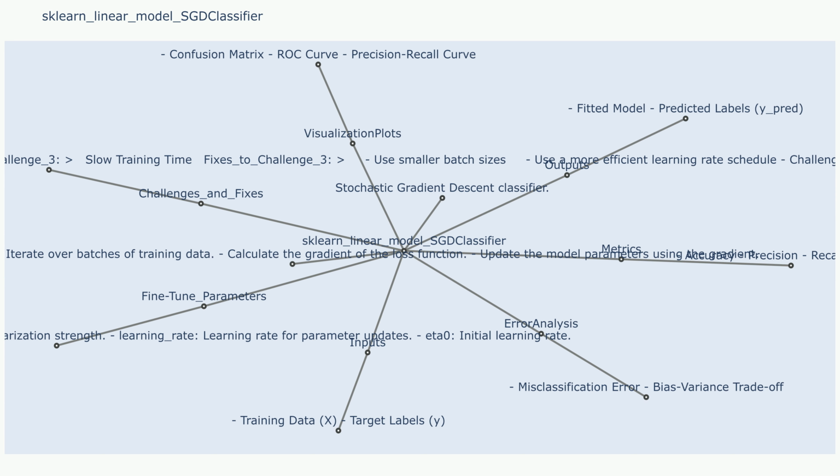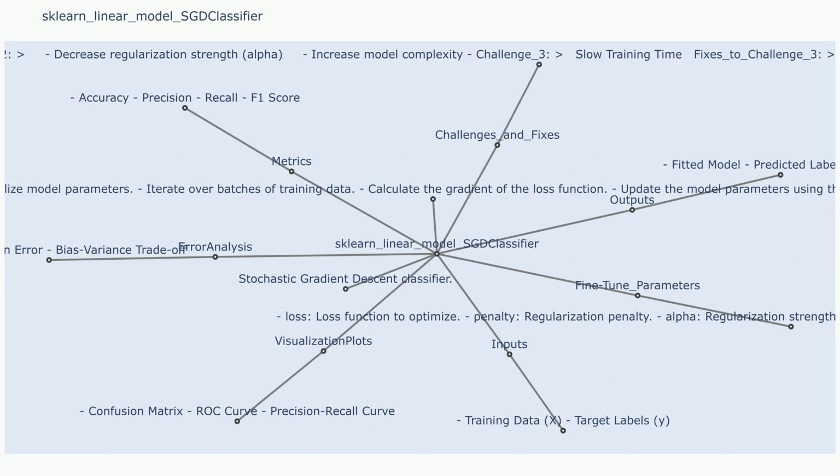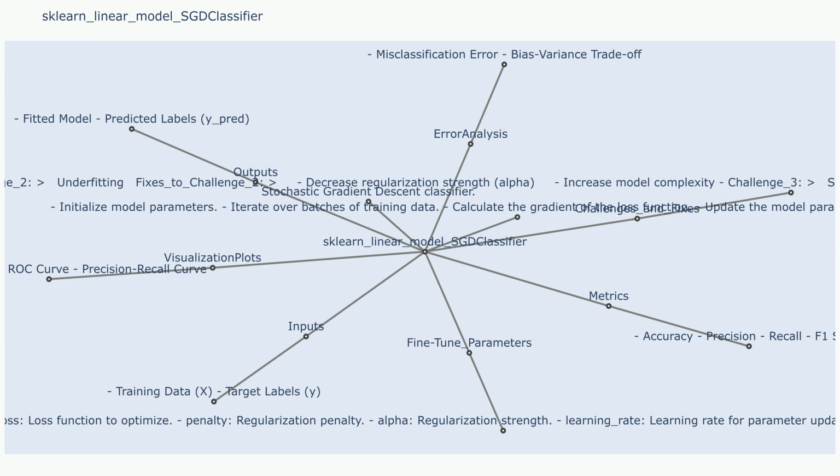Inputs: X. This is the input feature matrix, where each row represents a sample and each column represents a feature. It should be a 2D array or a sparse matrix. Y. This is the target vector, representing the class labels for each sample in X. It should be a 1D array. Outputs: model. This is the trained SGD classifier model. You can use this model to make predictions on new data points. Predicted labels. This is the output of the predict method, which provides the class labels predicted by the trained model on new data.